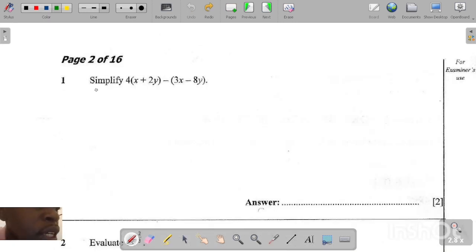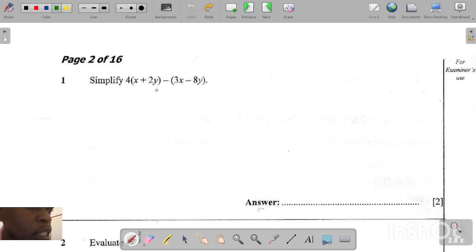In this video, we are going to look at 2018 Mathematics Paper 1 GCSE ECZ. So the first question says simplify. Whenever you're given a question to say simplify, it means that the expression is looking complicated and you need to make it look simple.